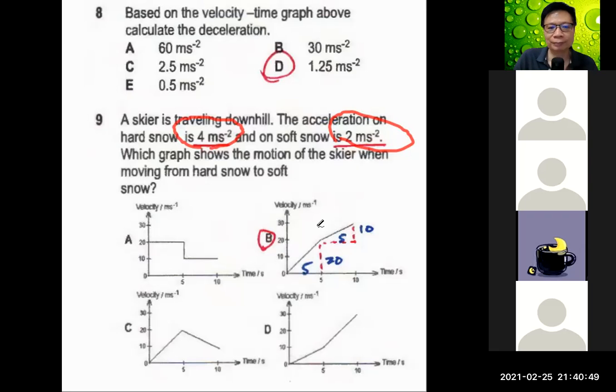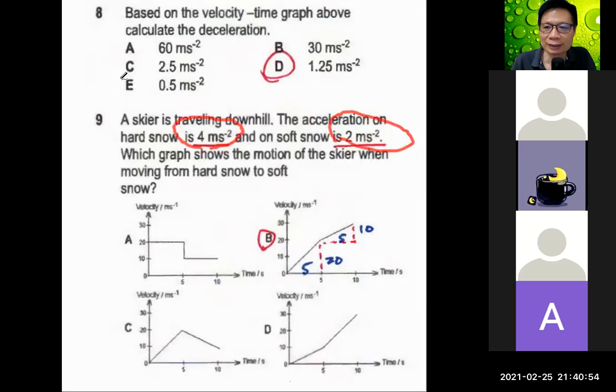Alia, understand or not? Yes. Teacher, but for C, the gradient is also 4 and 2. But this one is negative. This gradient is negative. Negative is not acceleration anymore, it's deceleration. Or do you mean D? D or C? C, no, this one is correct. This one is 20 divided by 5. But here, this is a negative gradient. If negative gradient, it means not acceleration anymore, it's deceleration.